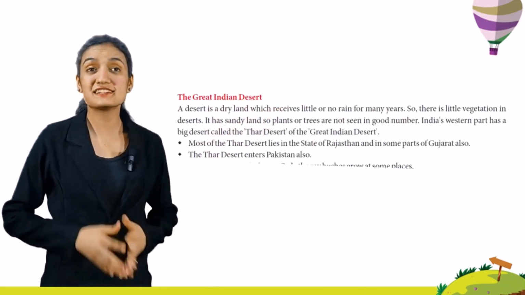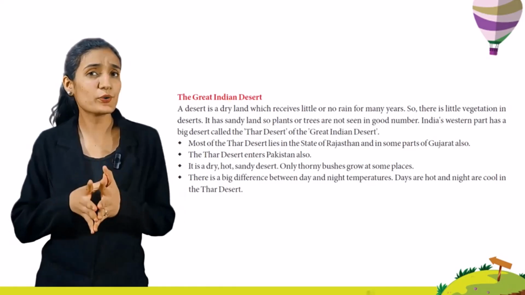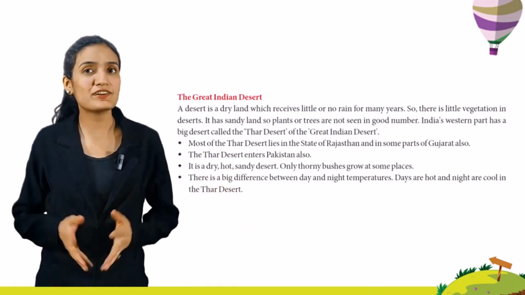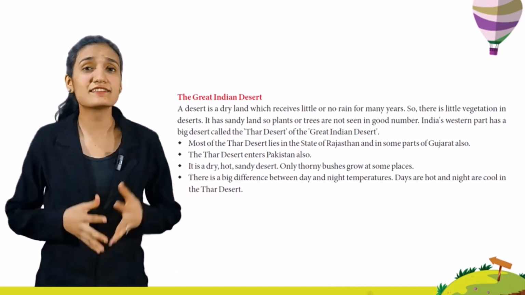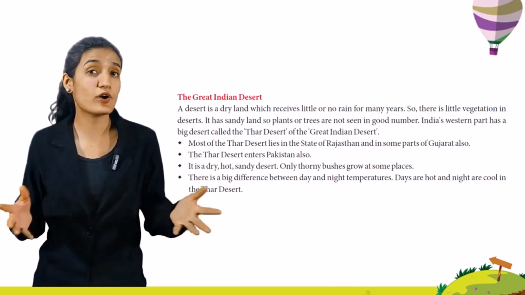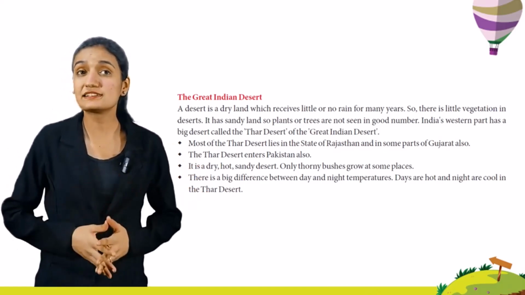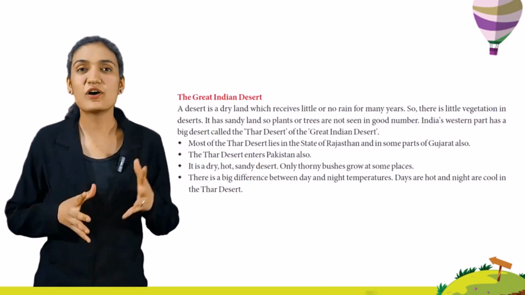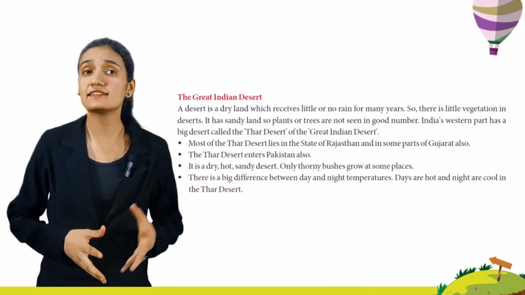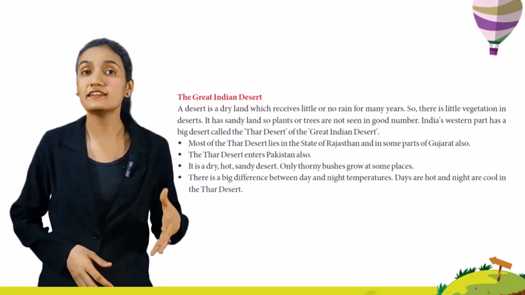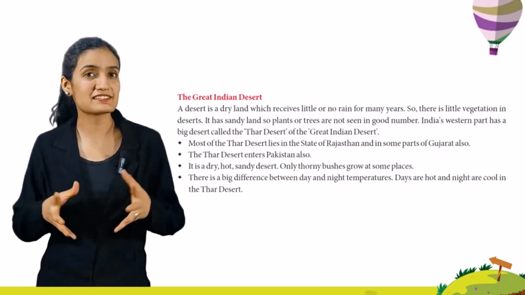Now, the Great Indian Desert. A desert is a dry land which receives little or no rain for many years. So there is little vegetation in the desert. It has sandy lands, so plants or trees are not seen in good numbers. India's western part has a big desert called the Thar Desert or the Great Indian Desert. Most of the Thar Desert lies in the state of Rajasthan and in some parts of Gujarat also. The Thar Desert enters Pakistan also.